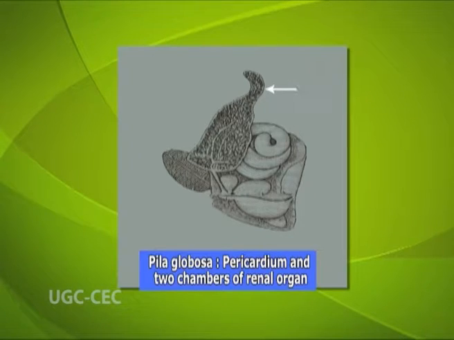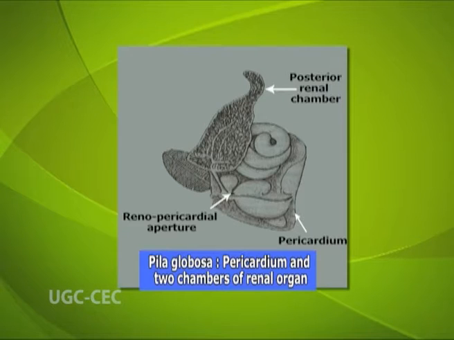Posterior renal chamber. The posterior renal chamber lies on the left side of the rectum, closely pressed against the pericardium and the digestive gland. Its cavity communicates with the pericardium by the renopericardial aperture at one end, while the other end communicates with the anterior renal chamber by an aperture. The posterior renal chamber is broad, somewhat hook-shaped, brownish to grey in color.